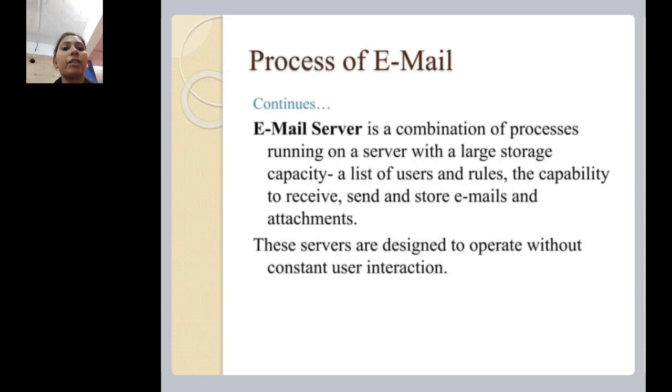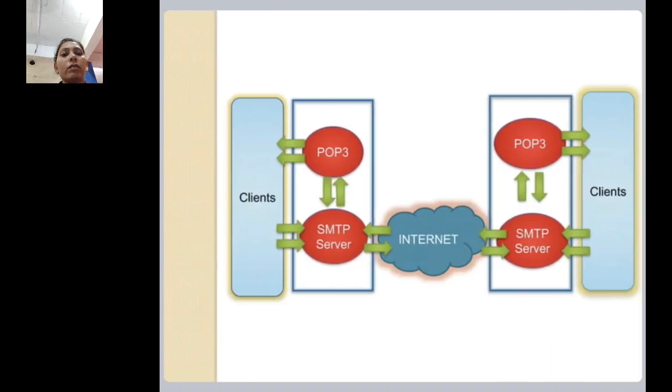So the email server is a combination of processes running on a server with a large storage capacity, a list of users and rules, and the capability to receive, send, and store emails and attachments. These servers are designed to operate without constant user interaction. Here you can see the diagram of the client-server architecture in the email system.